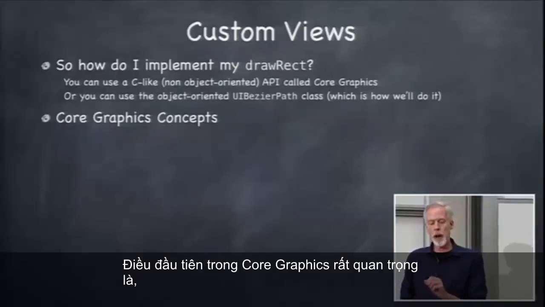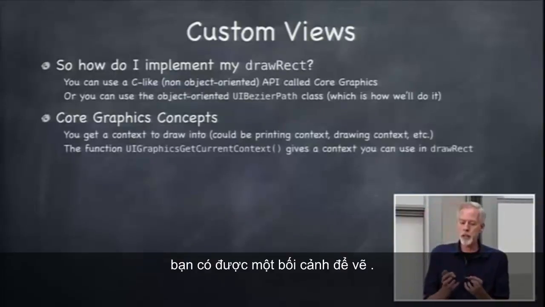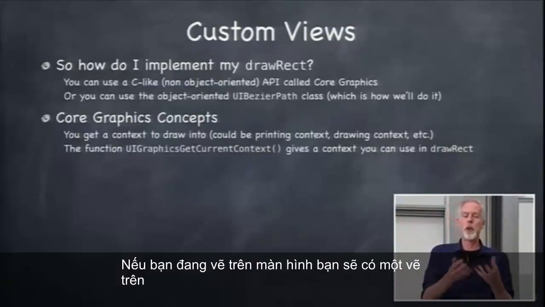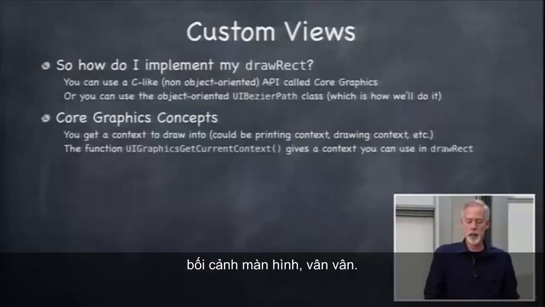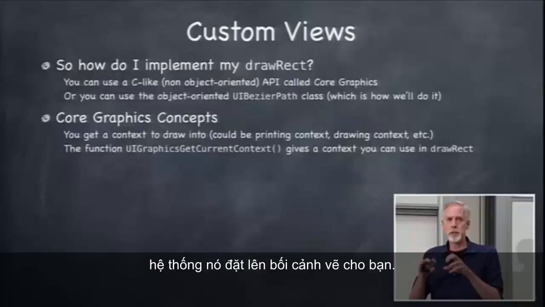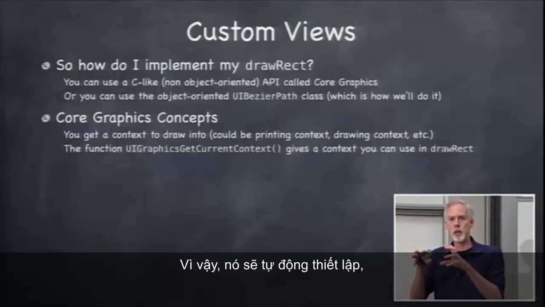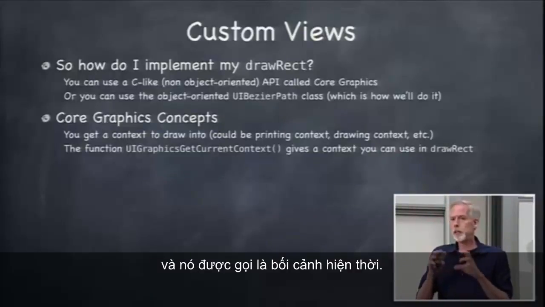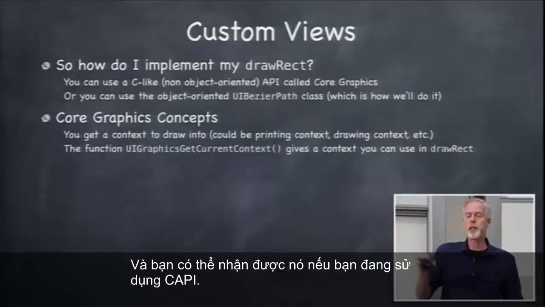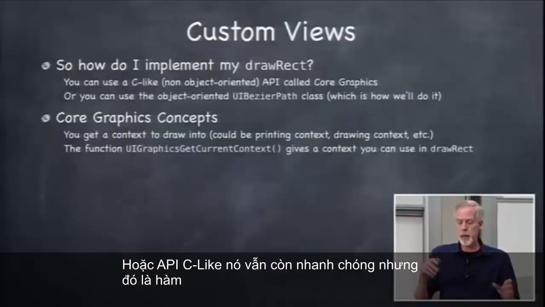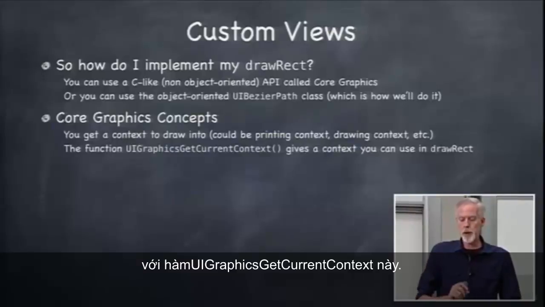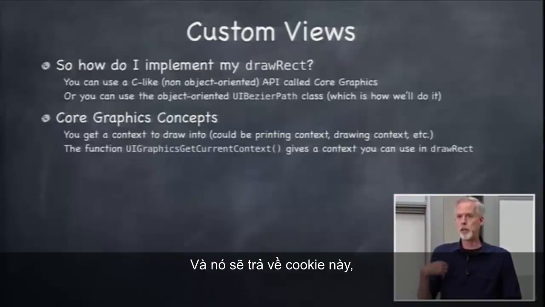The first thing in Core Graphics that's important is you have to get a context to draw in. Okay? So if you're printing, you'll have a printing context. If you're drawing on screen, you'll have a draw-on-screen context, etc. And inside draw rect, when your draw rect is called by the system, it sets up the drawing context for you. So it's automatically set up, and it's called the current context, the current drawing context. And you can get it if you were using the C API, or C-like API. It's still Swift, but it's a functional API. You can get it with this function, UIGraphicsGetCurrentContext, and it'll return this cookie.